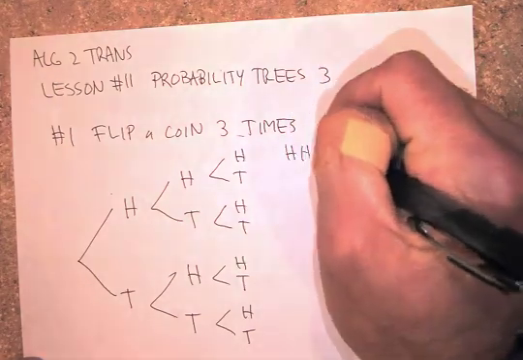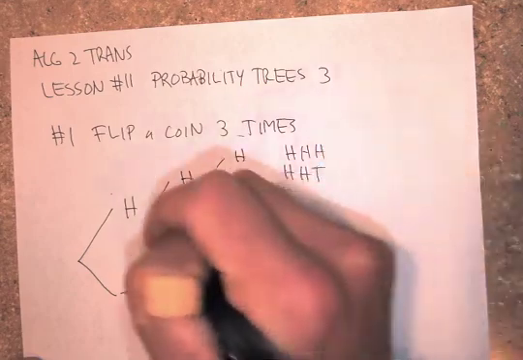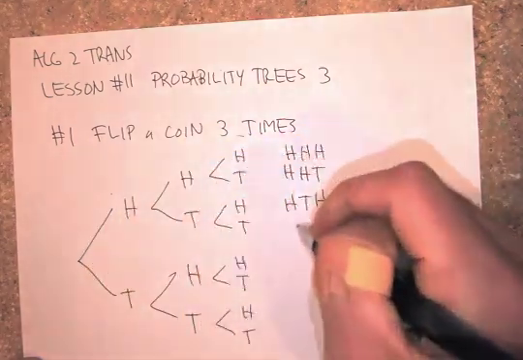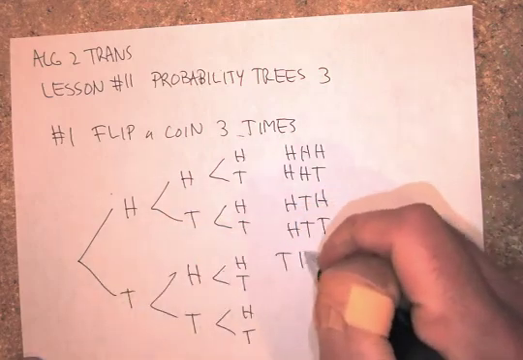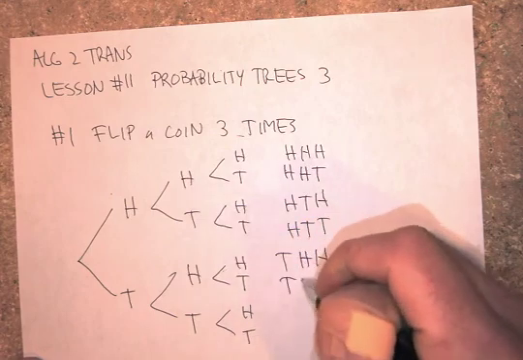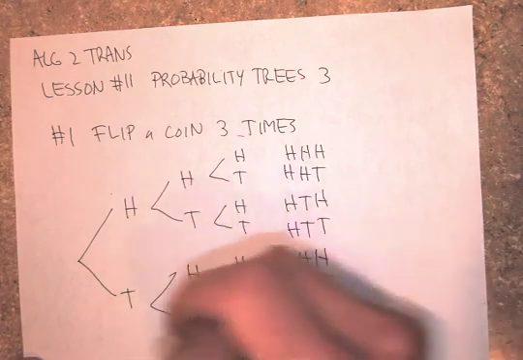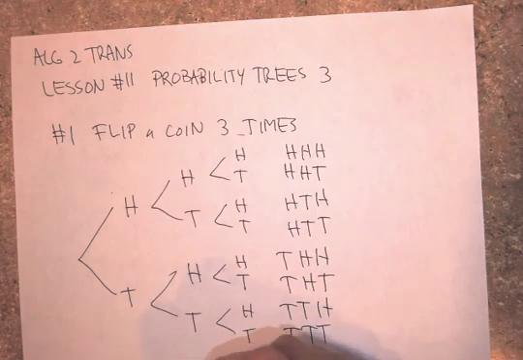Okay, so here's the results that we're seeing: HHH, HHT, HTH. I'm just following the path. HTT. These are all the different things that could happen. THH, THT, TTH, and TTT. Okay, so it'll say something like, what's the probability of getting 3 tails in a row?